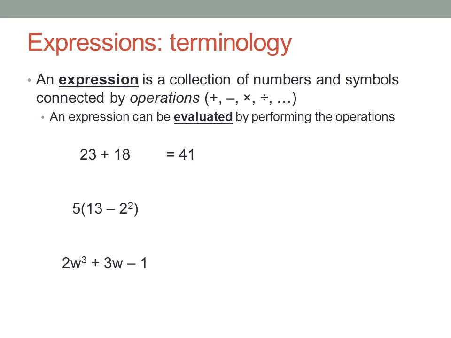To evaluate the second one, 5 open bracket 13 minus 2 squared close bracket, we need to remember the order of operations. Always use the correct order of operations to evaluate a mathematical expression. Here we do the brackets first, and inside the brackets we do the power first. 2 squared is 4, then the brackets, 13 minus 4 is 9. Now 5 times 9 is 45.